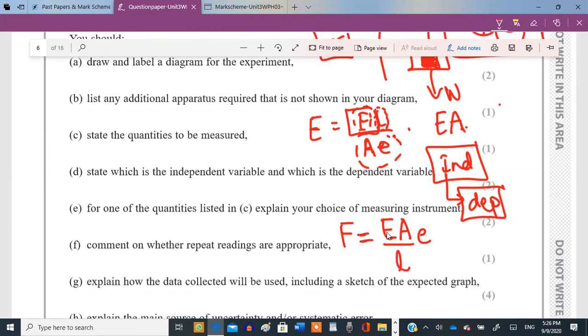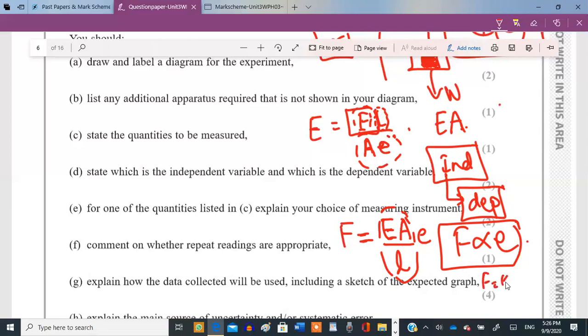Because Young modulus is constant, right? Area is constant, right? The cross-sectional area of the wire, and length of the wire is also constant. We are not changing the length. If all of these three are constant, then we can say that the force is proportional to extension, Hooke's law. And if we replace this proportionality sign, we could have placed a constant and equal to. This constant is actually equal to EA upon L. We discovered this in theory as well.